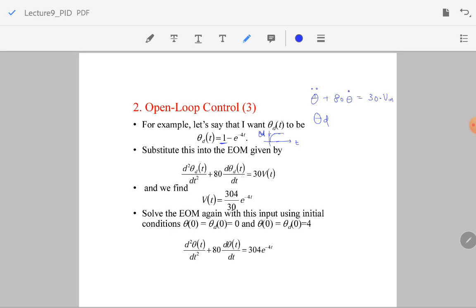So substitute this into the EOM, and then you calculate. Since we know theta d, why don't we calculate?